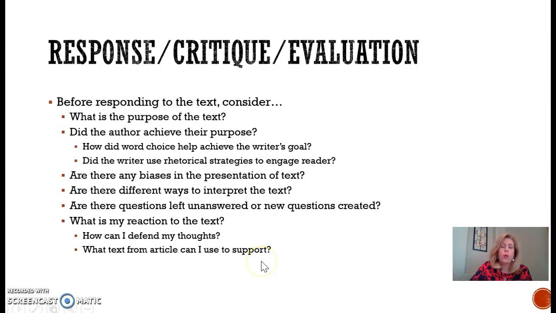Okay. And then what did you feel after you read it? What was your reaction? Do you agree? Do you disagree? Can you defend your position in how you feel after reading this text? So that is the basis of your response or your critique.